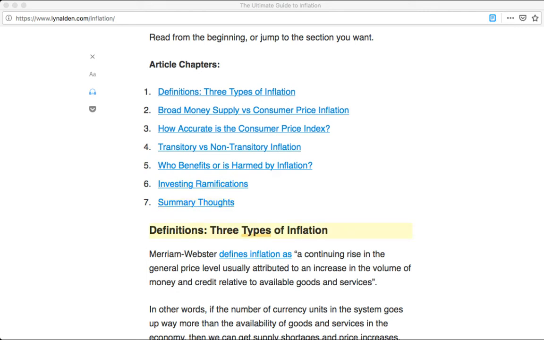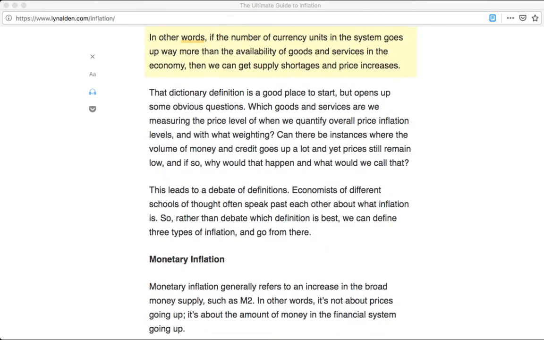Definitions. 3 types of inflation. Merriam-Webster defines inflation as a continuing rise in the general price level usually attributed to an increase in the volume of money and credit relative to available goods and services. In other words, if the number of currency units in the system goes up way more than the availability of goods and services in the economy, then we can get supply shortages and price increases.